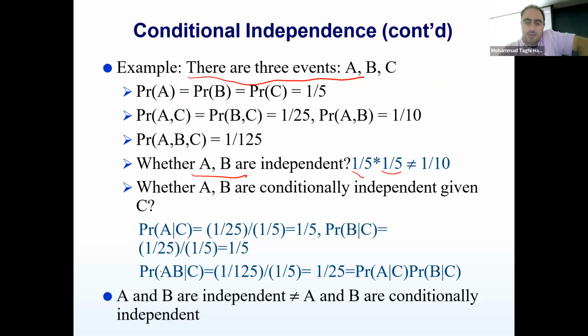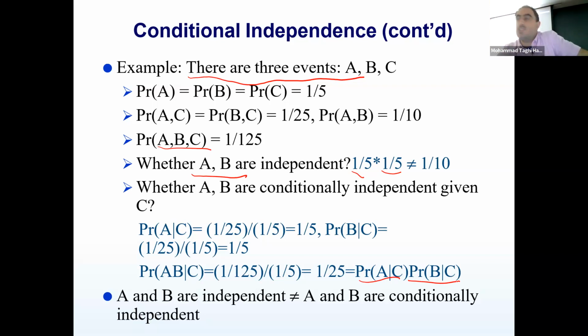What about the probability of AB conditioned on C? It is equal to the probability of ABC, which is 1 over 125, over the probability of C, which is 1 over 5. So that would be 1 over 25, which is equal to the probability of A conditioned on C times the probability of B conditioned on C. So what's the meaning of that? It means that A and B are not independent, but they are conditionally independent.